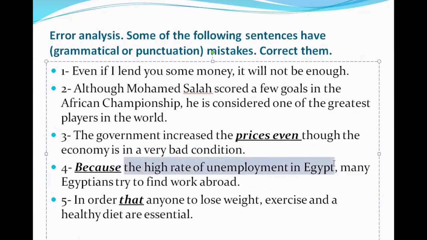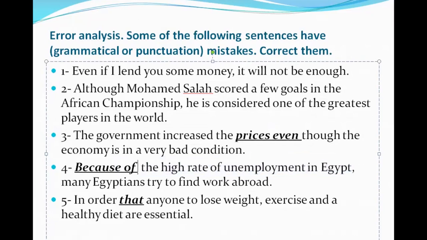So you can fix the sentence in one of two ways. Either you add a verb, or you change "because" into "because of," which doesn't require the use of a verb. So if you say, "Because of the high rate of unemployment in Egypt, many Egyptians try to find work abroad," the sentence becomes grammatically correct without any mistakes.